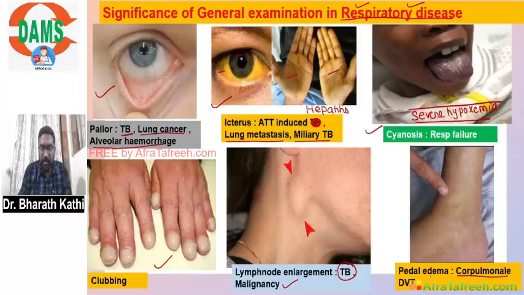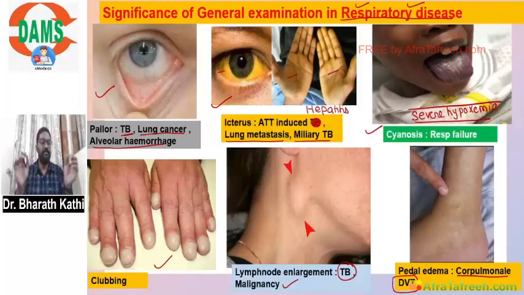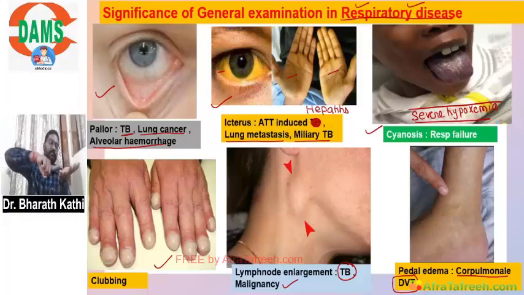If it is unilateral, painful pedal edema, and the patient has severe shortness of breath, think in terms of pulmonary embolism; it can be DVT. So what is the importance of pedal edema in general examination? If there is pitting, painless pedal edema, think of cor pulmonale. If there is unilateral pedal edema and it is painful, think of DVT. So in this slide, what we have understood is the relationship between general examination findings and respiratory disease. How is pallor related?